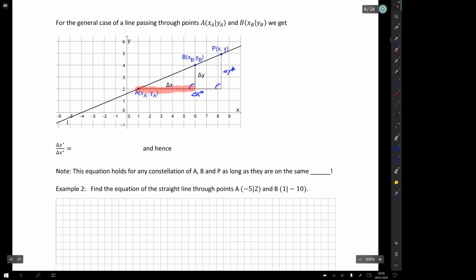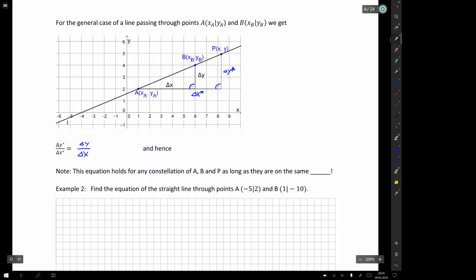So again, we look at this triangle here, the small one, and then here the large one, delta x star, delta y star, and the hypotenuse AP. We know again that because the two triangles are still similar, no matter how we choose it, they will be always similar. So delta y star divided by delta x star is, because of the similarity, equal to delta y divided by delta x.